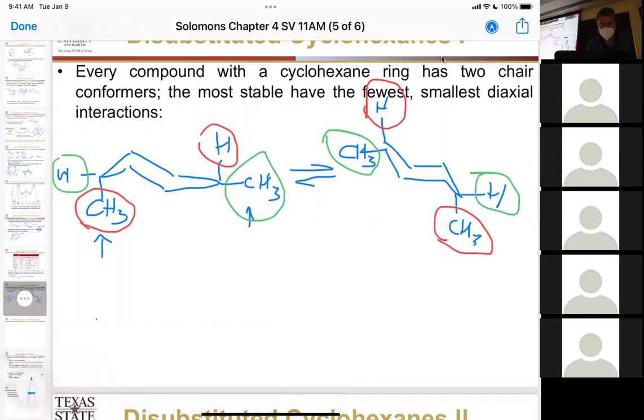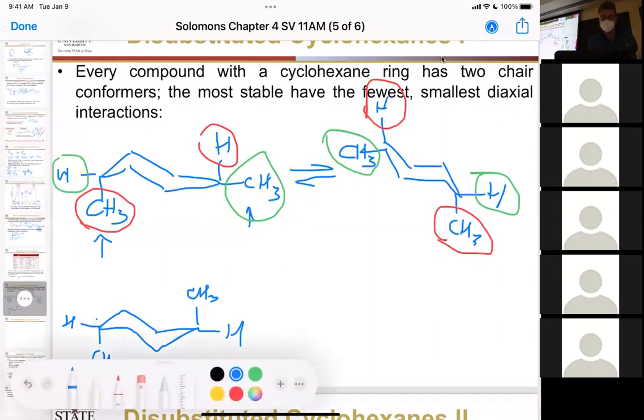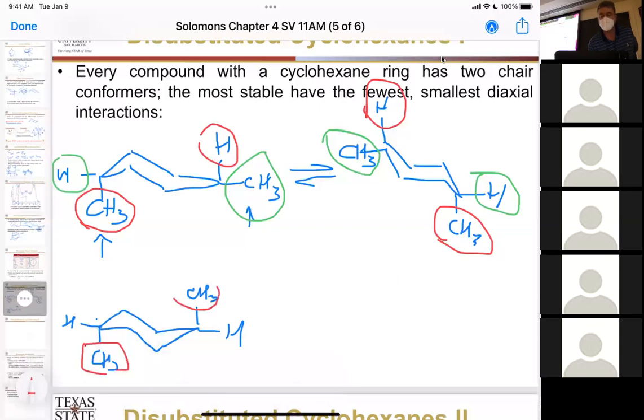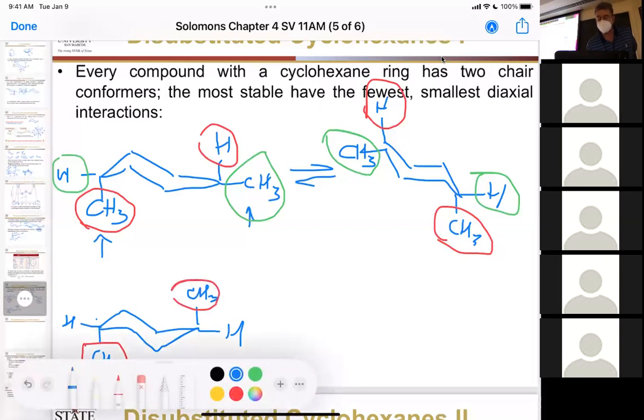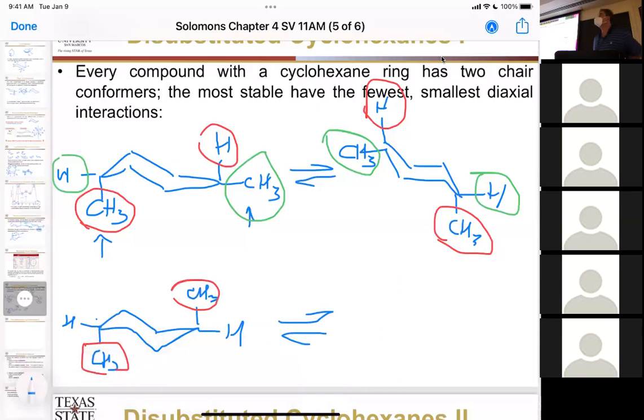So let's draw the same one here, get in that same configuration. I'm going to put my methyl group here, CH3, H. I'm going to switch these two right here. That way we have them on different sides now. So what we see here is in this one, both of these are in the axial position right here. So that means when we flip it, both of those are going to be in the equatorial position.